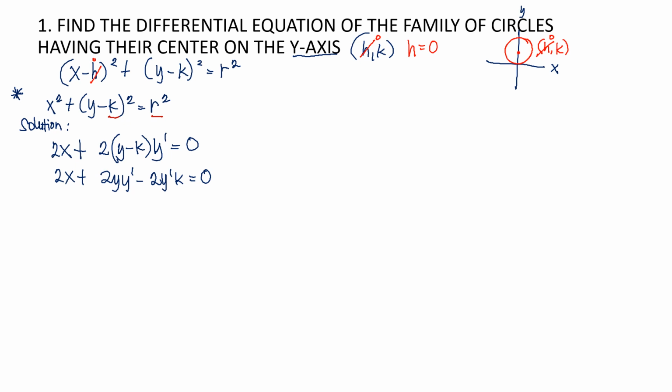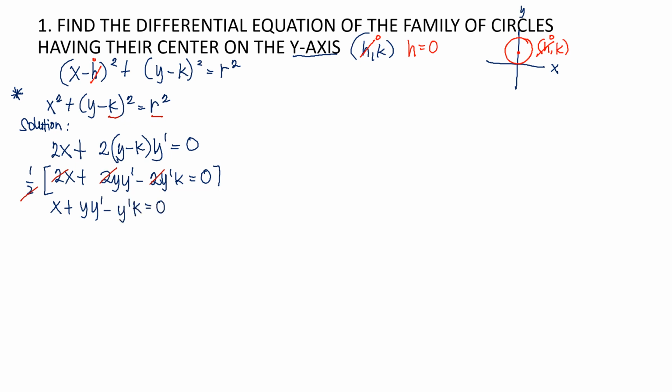Okay. So, 2x minus 2y prime plus 2y prime k is equal to 0. Since we have a common constant 2, we can divide the whole equation by 2 para ma-eliminate natin yung 2, no? Okay, so 2 will be cancelled out already. The remaining equation will be just x plus y prime minus y prime k is equal to 0.